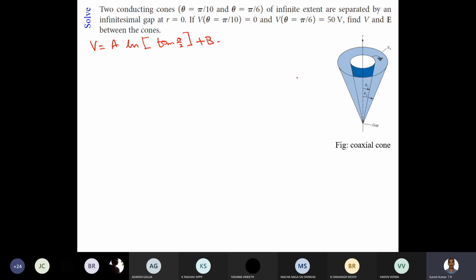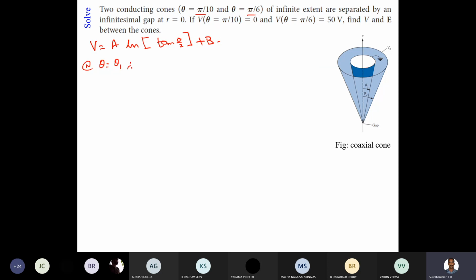Let us first apply the inner boundary condition, that is at theta equal to theta 1. Don't substitute theta 1 and theta 2 now. Let's generalize the problem. Maybe in the exam, for some other values of theta, you can directly substitute. Let us have a generalized equation, and at the final step you can substitute these constants. In the exam, instead of 5 by 10 it may be some other value, and this phi 2 may also be some other value. If you have a general equation, then you can apply it for any kind of coaxial cone structures.